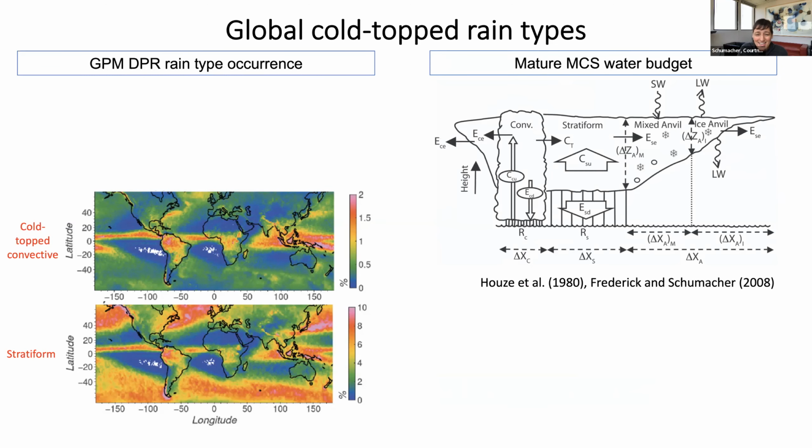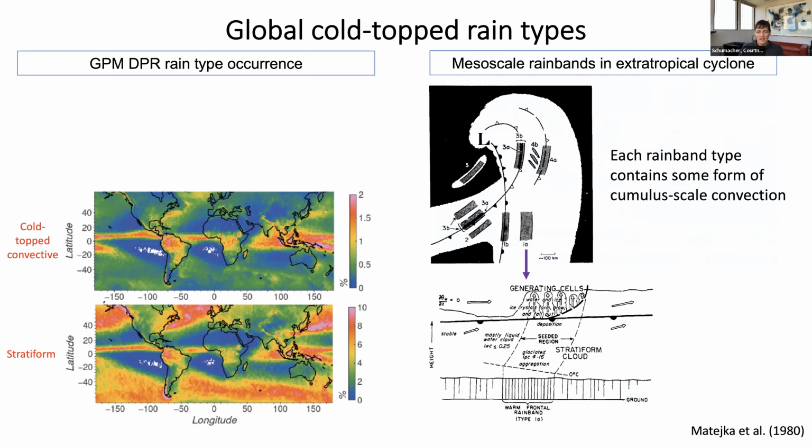No. That requires deep convection, very deep convection. We know not a lot of it is very deep. And so the other paradigm that I want to bring up is mesoscale rain bands. This is an extratropical cyclone. This paper by Maiteka et al. gives a great view. It explains all these different types of rain bands and the way they form. But I think it's importantly to say each of these rain band types contains some form of cumulus scale convection.